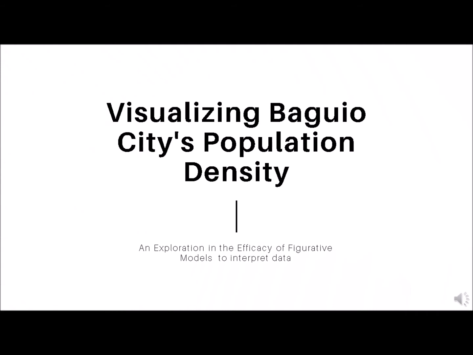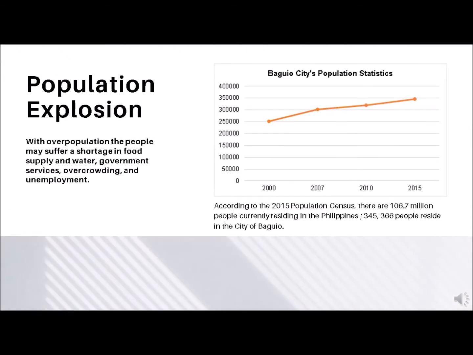Population explosion refers to the dramatic increase in the world's population that has occurred over the last few hundred years, wherein the Philippines grows a few million per year. This population explosion and the sudden urbanization of our country now results in: 1. Urban sprawl, where cities expand rapidly without planning. 2. The migration of the labor force into the cities because families see income in the city. And 3. Poverty, because the city cannot accommodate the people's needs. They may also suffer a shortage in food supply, water, government services, overcrowding, and unemployment.